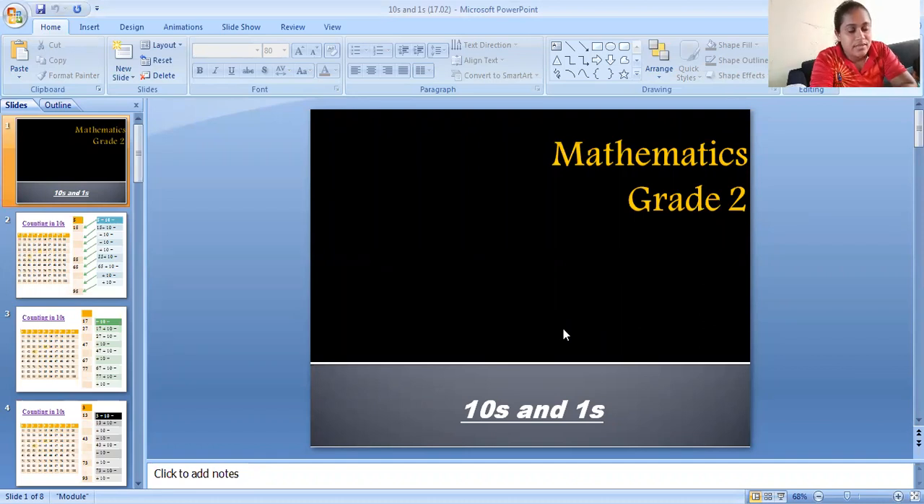Today our lesson is 10 and 1. In our previous lessons too, we gained some knowledge about how to work with 10 and 1. That means how do we add 10 to any given number and how do we deduct 10 from any given number as well as 1. Today we are going to revise our previous lesson and do the activity. Let's go.